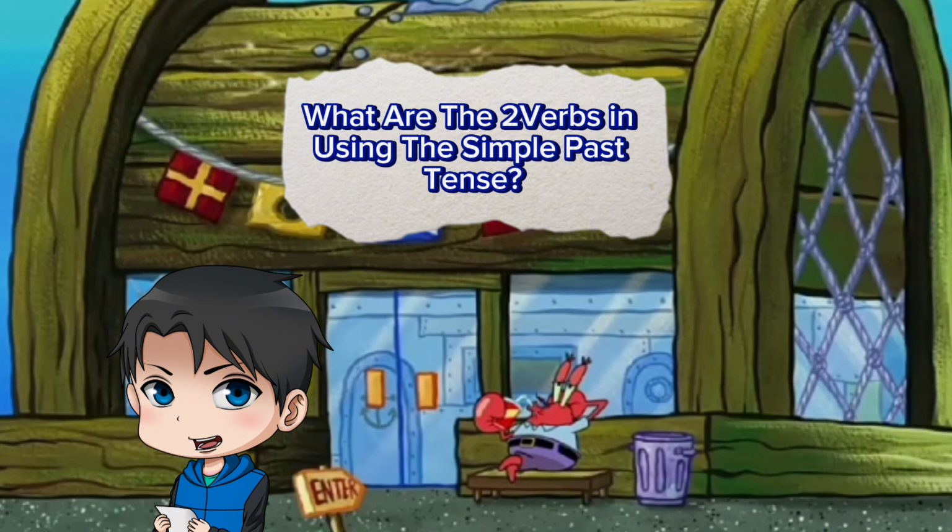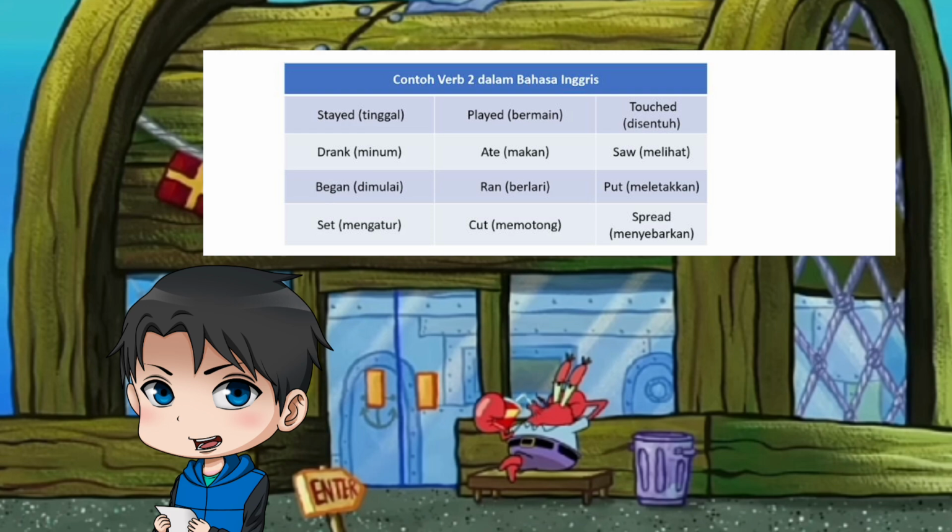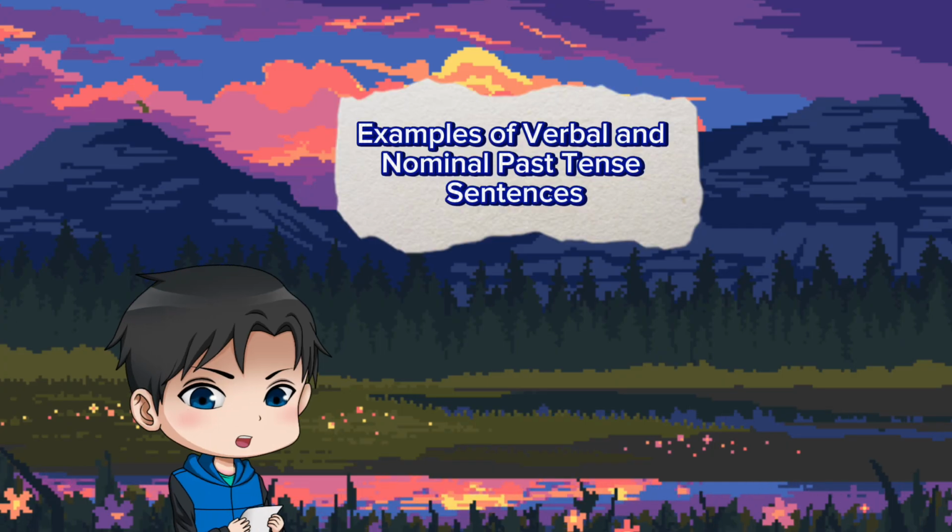What are the two verbs in using the simple past tense? Examples of second form of verbs in English. Examples of verbal and nominal past tense sentences.